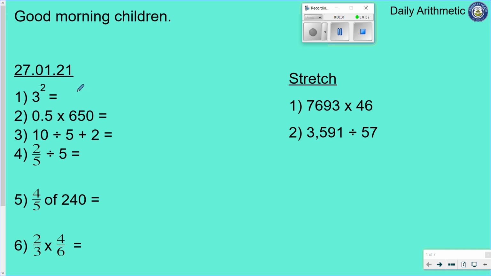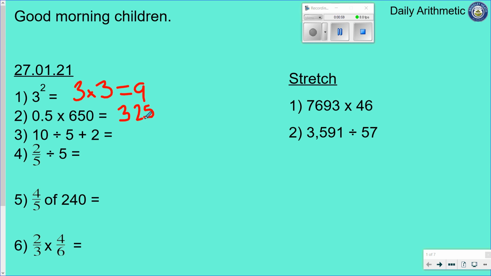Okay, question 1, 3 squared. Remember, 3 squared means 3 times 3, so the answer we were looking for there is 9. Question 2, 0.5 times 650. Remember, 0.5 is the same as a half. So the question is just asking what is half of 650. So we were looking for the answer 325.